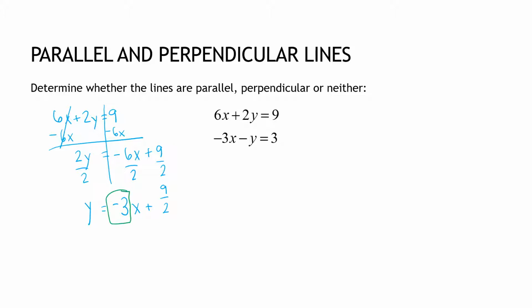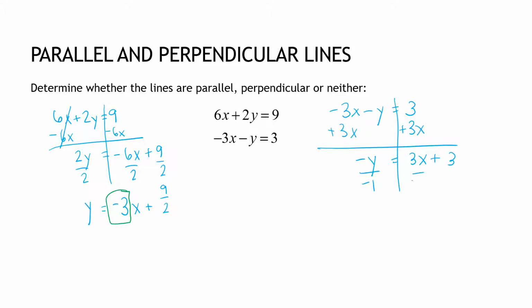Now I want to look at my other equation, negative 3x minus y equals 3, and see if I also get a slope of negative 3. I'm going to start by adding 3x on each side to get negative y equals 3x plus 3. And then I'm going to divide everything by negative 1 to get y equals negative 3x minus 3.